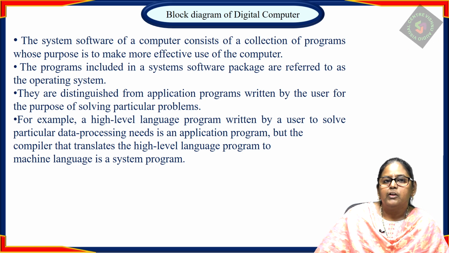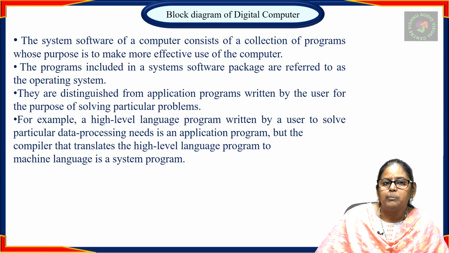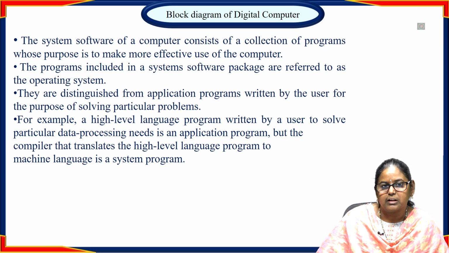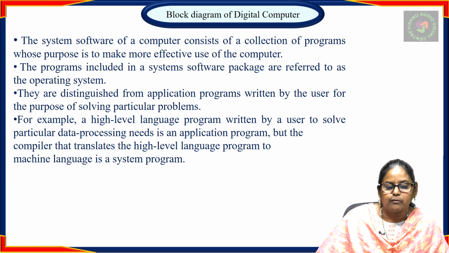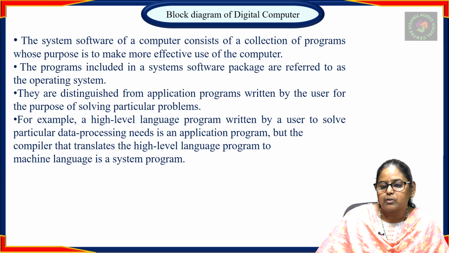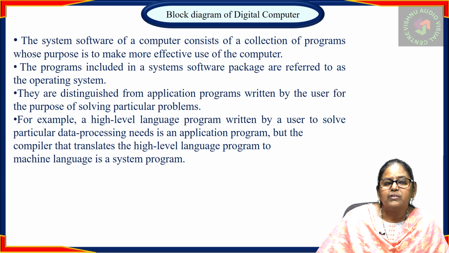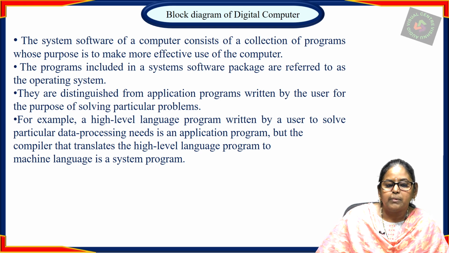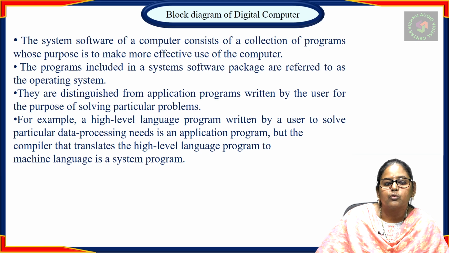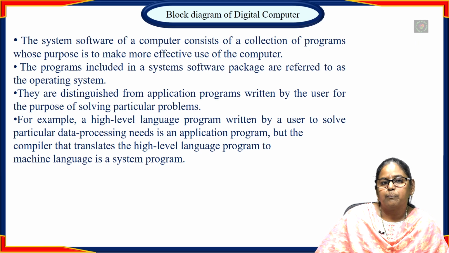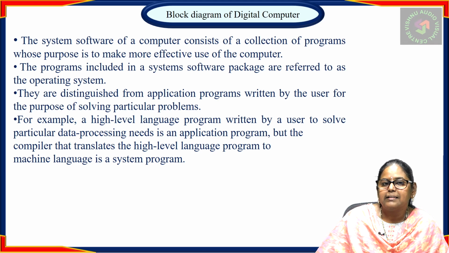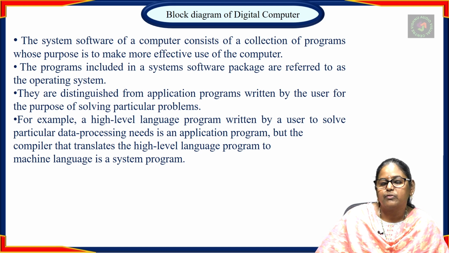When we differentiate system software from application programs, application programs are the programs written by the user. The user will be writing application programs in any high level language to solve data processing needs. If we say a compiler, which translates the high level language program into the machine level language program, it comes under system programs. So there lies a difference between system software and an application program.